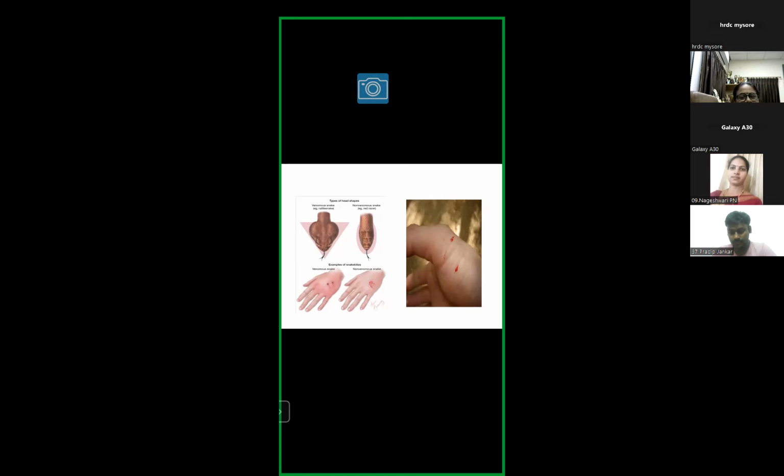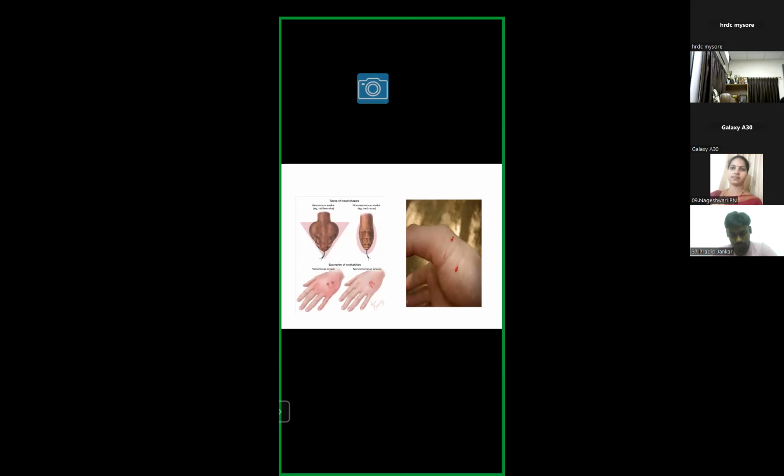There are three types of poisonous snakes: hemotoxic, neurotoxic, and cytotoxic. Cytotoxic means which can kill, and gangrenous necrosis of the cell can happen. That is called cytotoxic. The other side of the picture, you can see that there are multiple wounds.